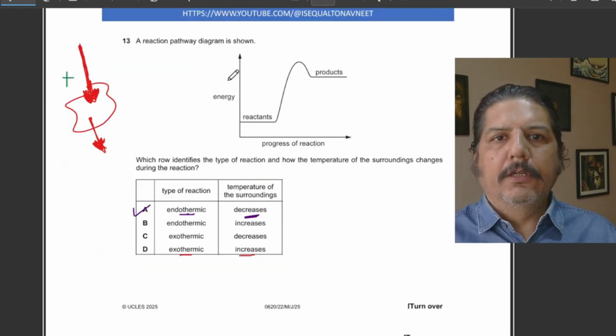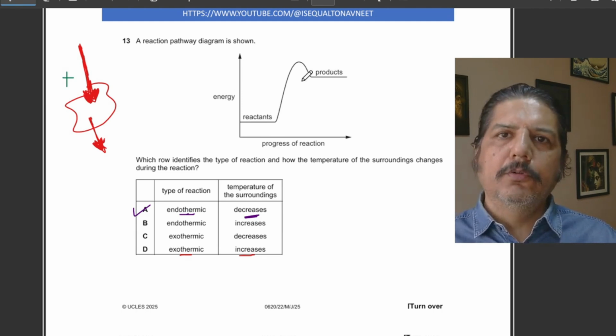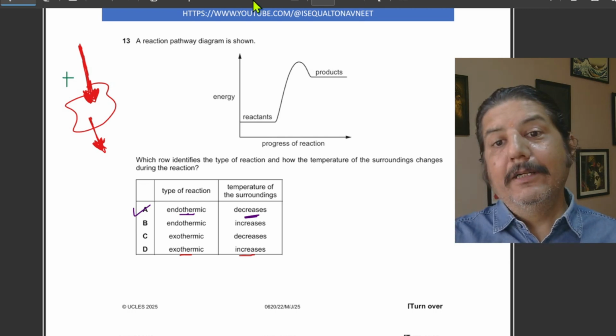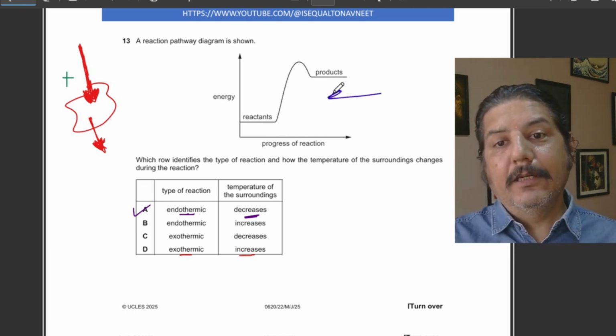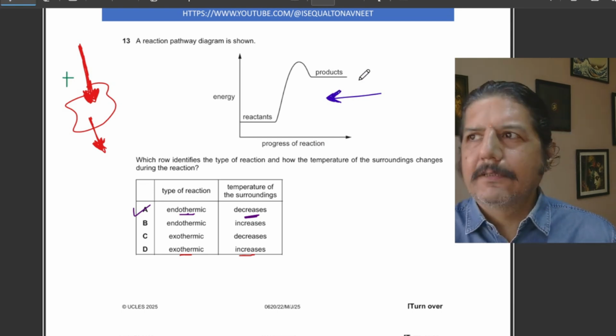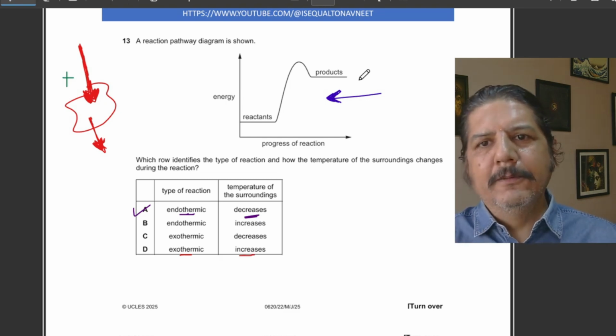Okay, next question. A reaction pathway diagram is shown. There are reactants and there are products. Now, if you look carefully at this reaction, the products have higher energy than the reactants. So energy would have entered the system. Net energy would have entered the system. Another way of looking at it is that the system would have absorbed some energy from the surroundings.